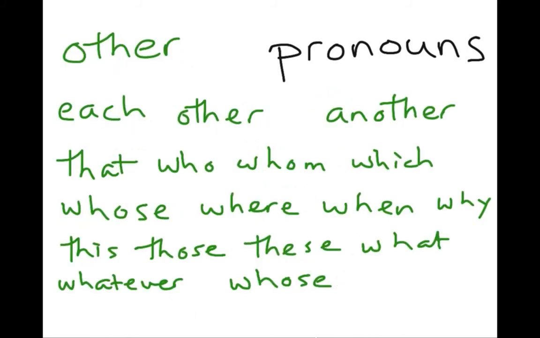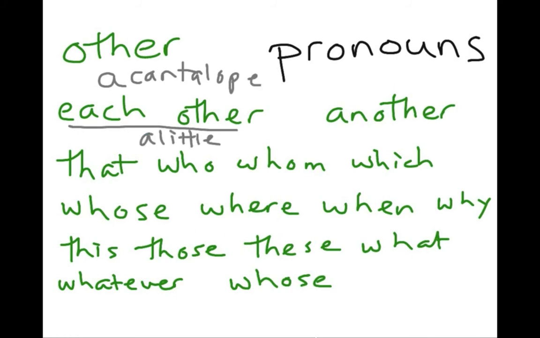The last group is other pronouns. Now, there's lots of names you can use, like reflexive, interrogative or demonstrative or relative or reciprocal. But honestly, it doesn't matter. What really matters is that you have all of them. So one of them is each other. Again, it's two words. Just like you wouldn't write the word cantaloupe or a little as one word, you wouldn't write a lot or each other as one word. You need to write them as two.